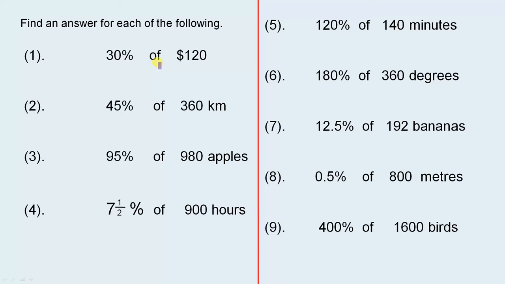The next one, the word of, is changed to multiplication. And then we perform the multiplication. So basically a fraction, a multiplication sign, which gives us a fraction times a certain number.